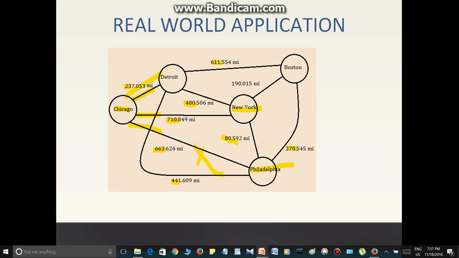From New York, Detroit is there, which is already visited, so I'm not considering it again. New York to Boston has 190, which is the only go. So my path is like this: Chicago to Detroit, Detroit to Philadelphia, Philadelphia to New York, and New York to Boston. This is how the shortest path looks.